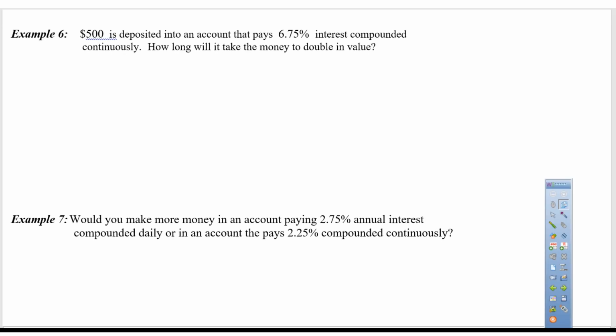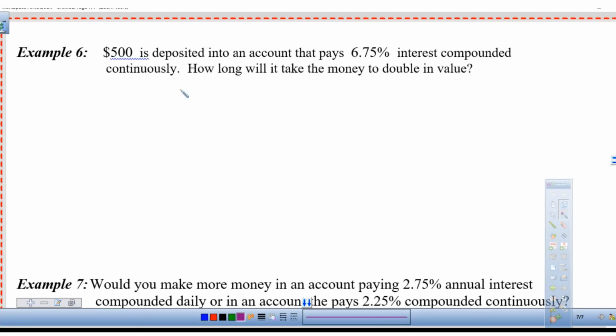$500 is deposited into an account that pays 6.75% compounded continuously. How long will it take the money to double? Okay, start with the formula. So A equals Pe to the rt. You guys, they're asking how long.